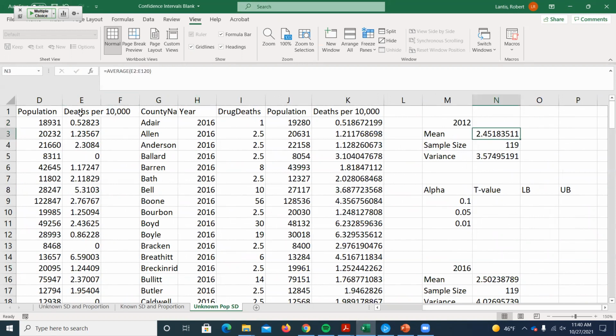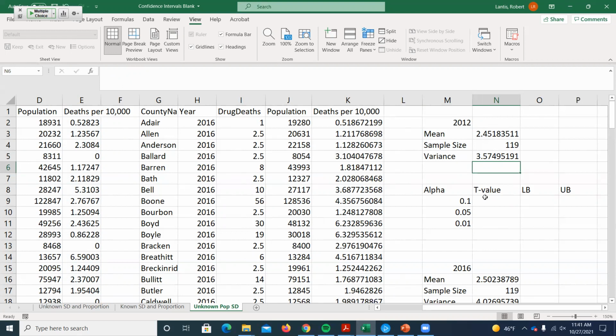So I've got here just the average, or the mean, of those drug deaths. Sample size, we found using the count function. And now my sample variance just goes back to using that var.s function. The other example that I worked through on Monday, I was giving you a population variance. In practice, what's more realistic is I have some data set and all I can do is calculate the sample variance from that data. Well, these were three of the things that I needed for my confidence interval.